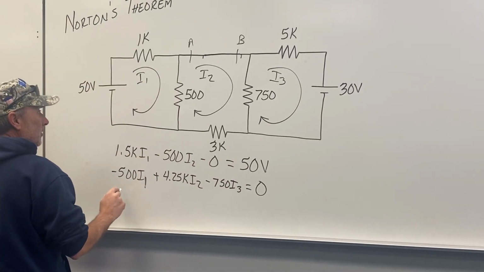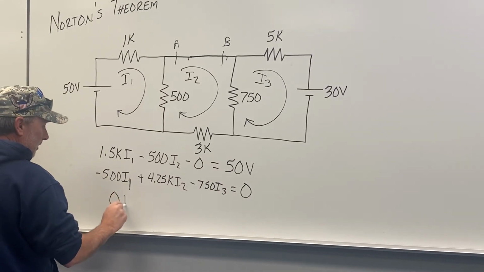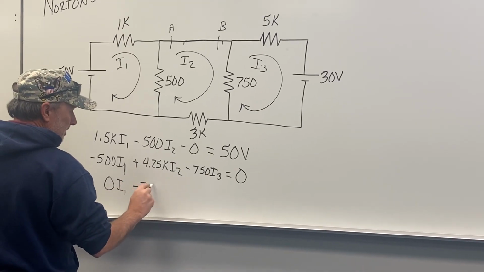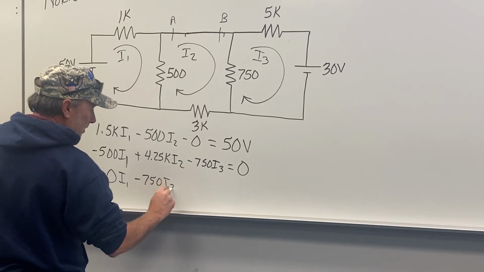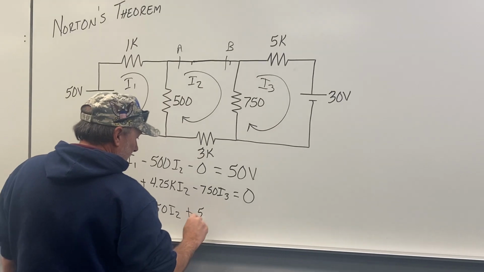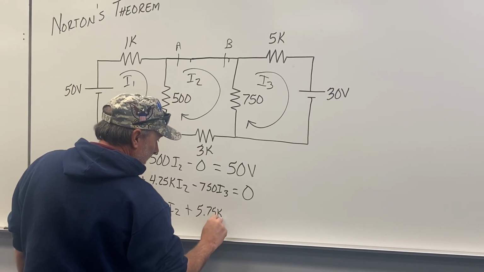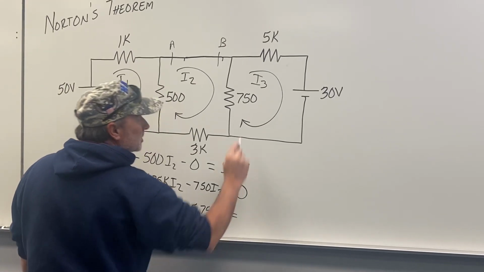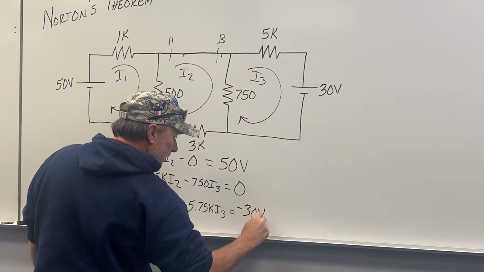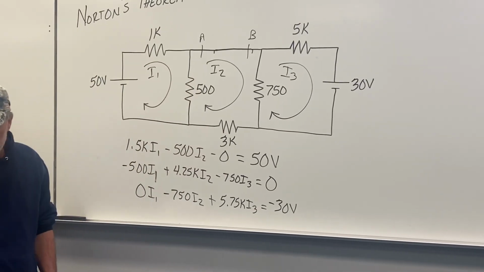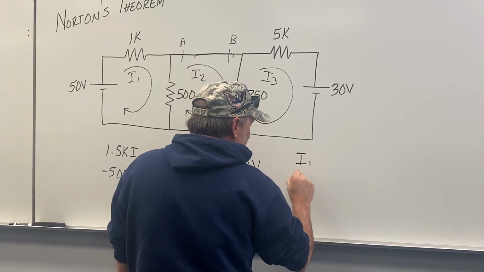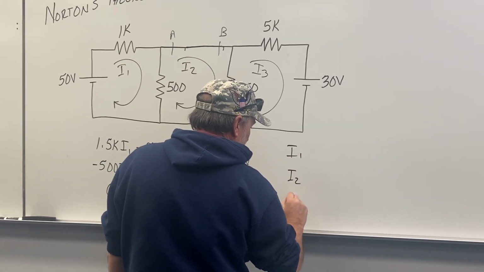When we do I3, everything touching I1 and I3, 0 I1. Everything touching I2 and I3, minus 750 I2, plus everything touching I3, which would be these two, 5.75K I3 equals, well, I hit the positive side first, take the other side, it's a negative 30 volts. Then I'm going to punch all these into my simultaneous equations and I'm going to get I1, I2, and I3.